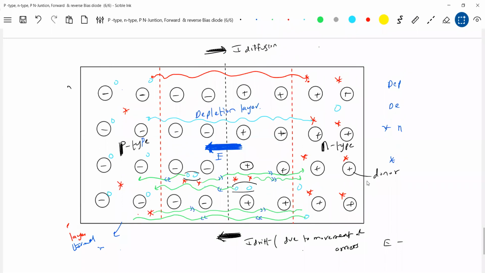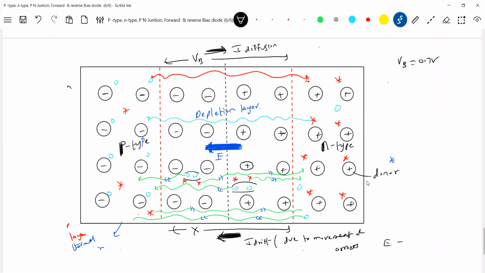Potential barrier. What is the potential barrier? Barrier for what? Barrier for movement of majority carriers. And how much is this equal to? And the width is this one. So this barrier potential will be 0.7 volt for silicon, 0.3 volt for germanium. How much energy is needed for the most energetic electron? E into VB. If the most energetic electron has energy E into charge of electron into 0.7, yes, it can move. Any electrons whose energy is less than E into VB cannot move.